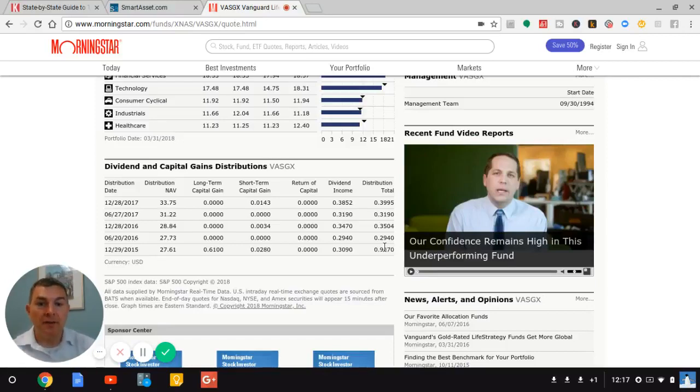This is actually important. This is 94 cents. You got a 94-cent distribution for each share you owned of this fund, and each share traded at 27 bucks. So what we do is we take 0.947, divide that into 27.61. We had a 3.4% distribution yield right there. And that's not even including what we had in June. And it looks like June was another 1%.